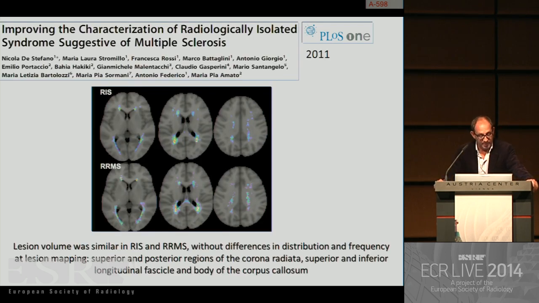About the topography, it's interesting, this paper by Nicola De Stefano showing that the distribution of the lesions that we have seen in patients with a radiologically isolated syndrome matches almost perfectly the topography of the lesions that are seen in patients with a relapsing remitting form of MS. So mainly these lesions involve the periventricular white matter and also the body of the corpus callosum.